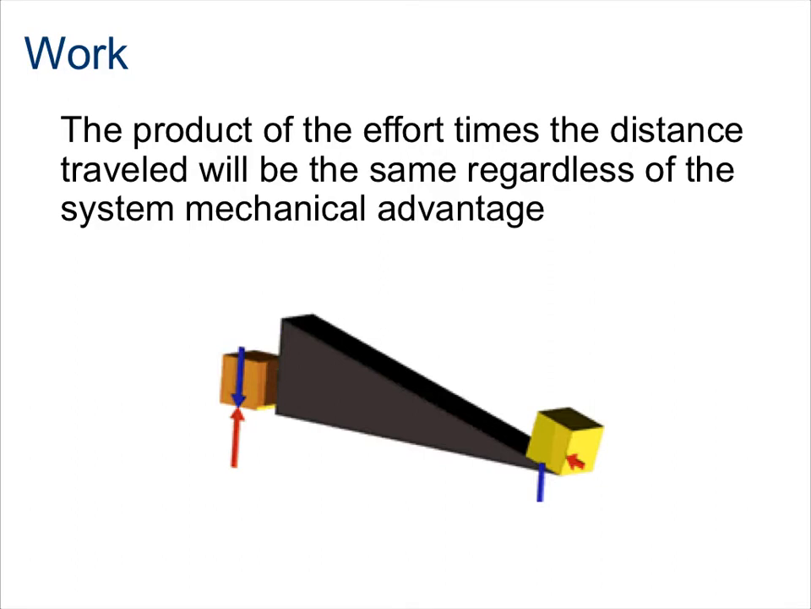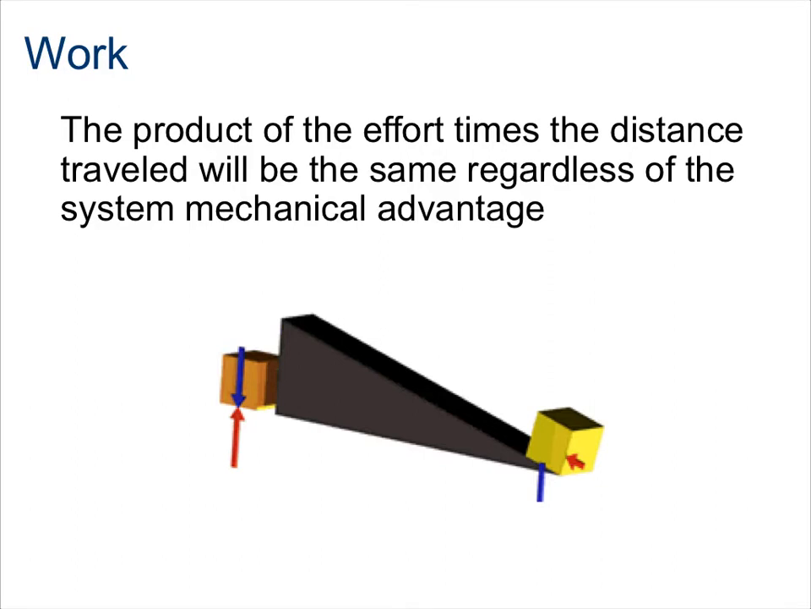The product of the effort times the distance, or the work traveled, will be the same regardless of the system's mechanical advantage. Machines never change the amount of work that is done, but they can change the magnitude and the direction of the force. When using a simple machine, such as this inclined plane, like I said, you're actually doing the same amount of work, it just seems easier. In this particular scenario, I'm doing the exact same amount of work to push the box up the inclined plane as it is for me to lift the box up directly.